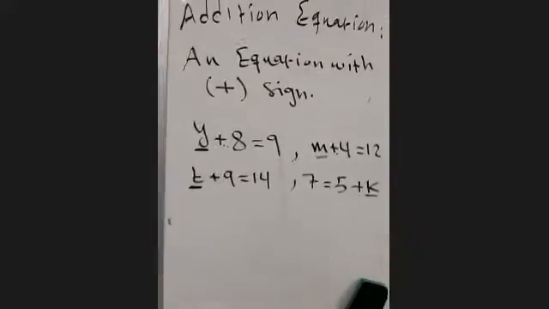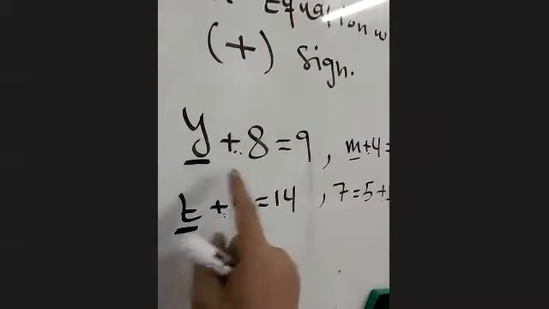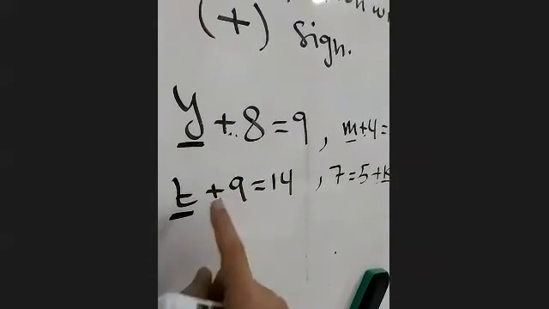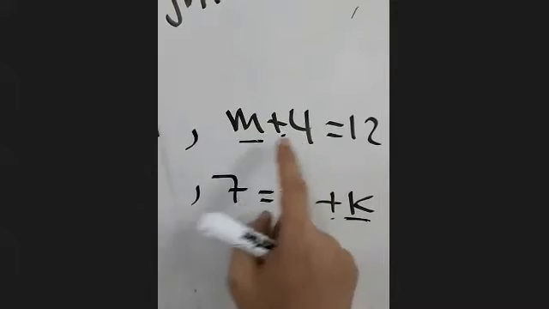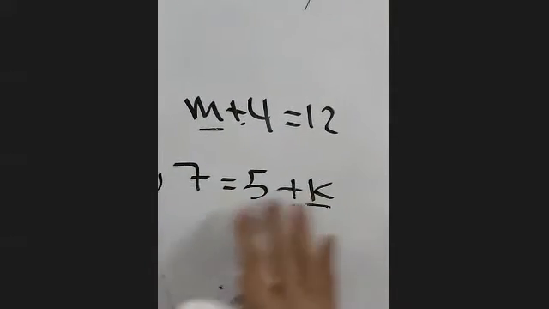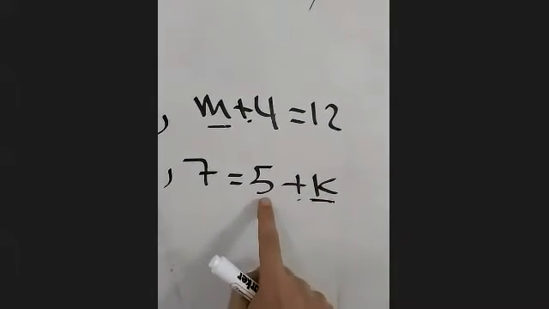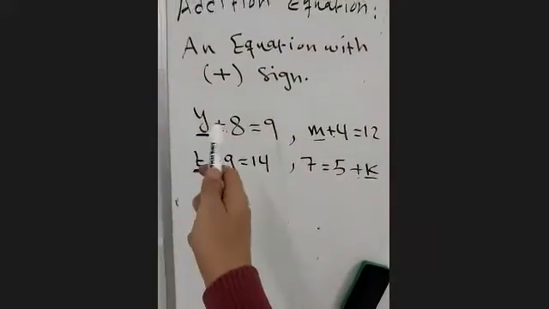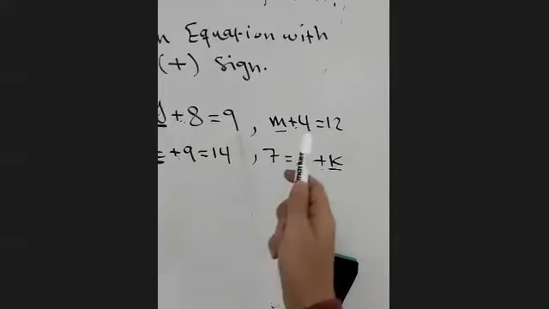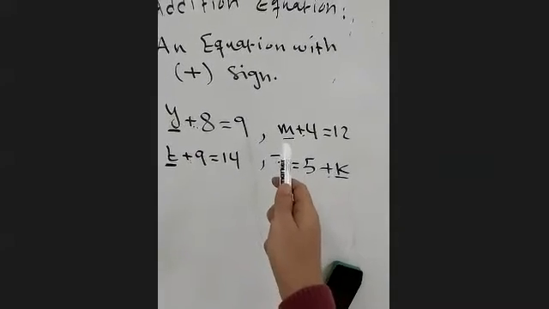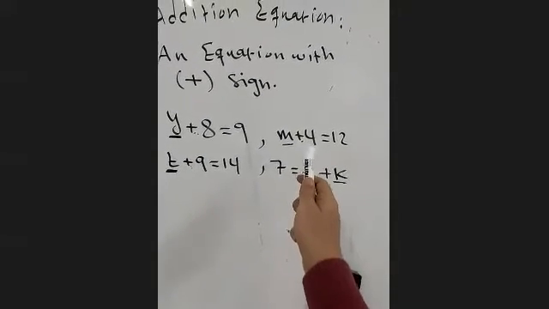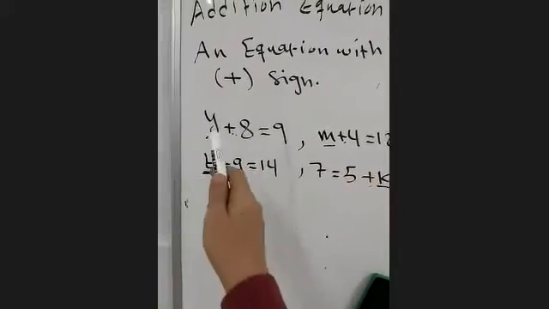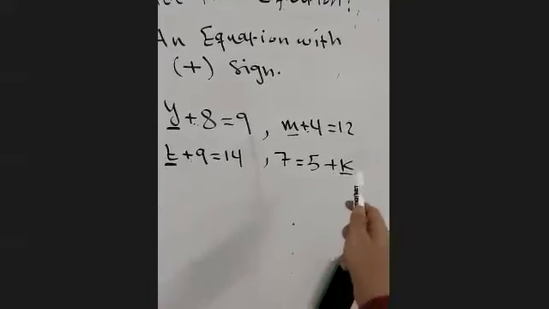Now, plus 8 is connected with the variable. 9 connected with the variable. 4 connected with the variable. Here, the number connected with the variable is 5, not 7. 7 is after the equal sign. So we have a variable and a number connected with it. m plus 4: m is the variable and the number is a constant, if you remember. A number connected with the variable: m plus 4, y plus 8, t plus 9, 5 plus k.